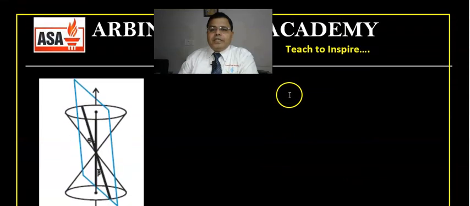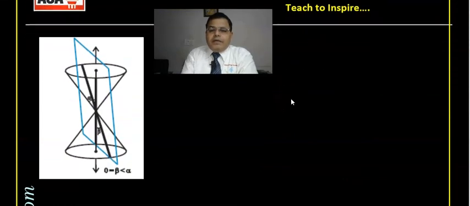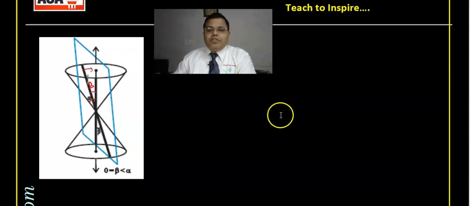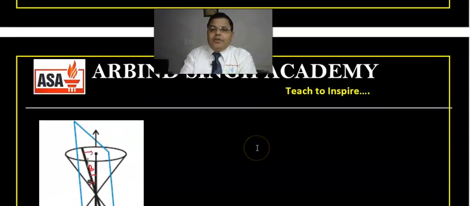Now the next situation is when beta is equal to 0 or less than alpha. So if alpha is this one and beta is slightly lesser, these are the vertically opposite angles, and beta is of course less than alpha. In that case, suppose beta is 0, then this line will completely overlap this axis of the conic. So there are two situations. When beta is equal to 0, then there will be a straight line.